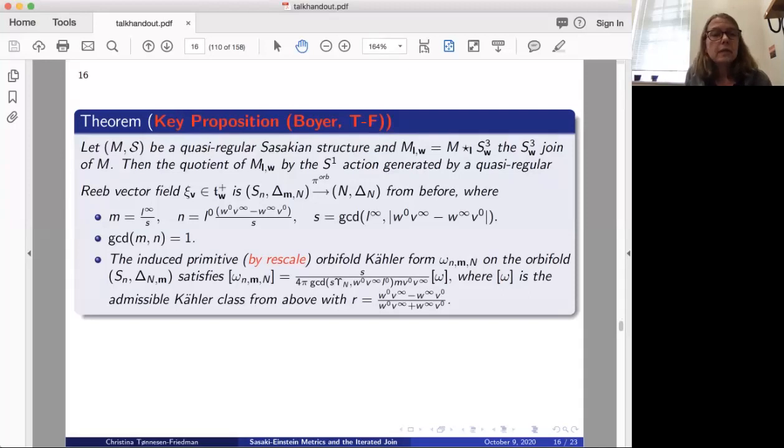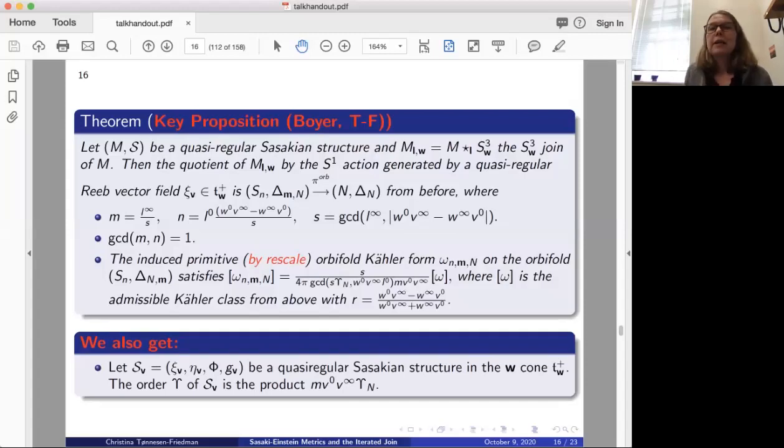So that means if we take a quotient by our ray or our Sasaki structure in the ray, we land on one of those things that we can do generalized Calabi construction of metrics within, up to isotropy. And we know the translation, we have the dictionary from one to the other. And then also, because I am going to get to this iteration, the order of this new quasi-regular Sasakian structure can be calculated from the order that we had before the following way. So it's m, v0, v infinity, and the order of n.